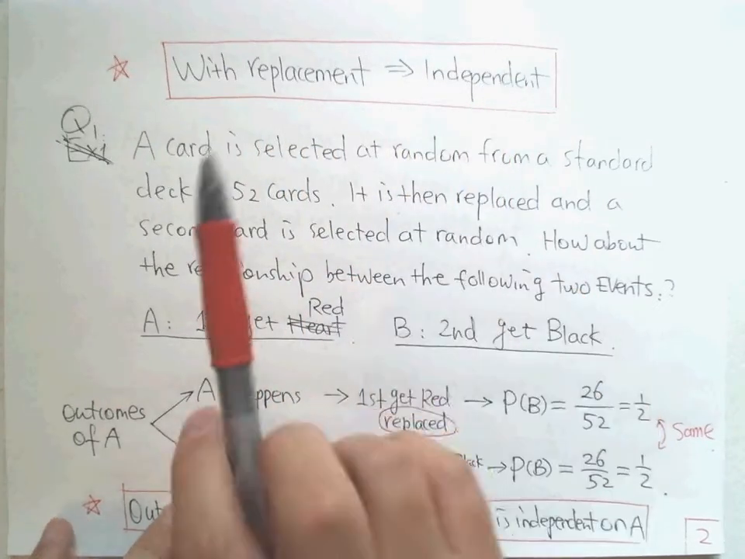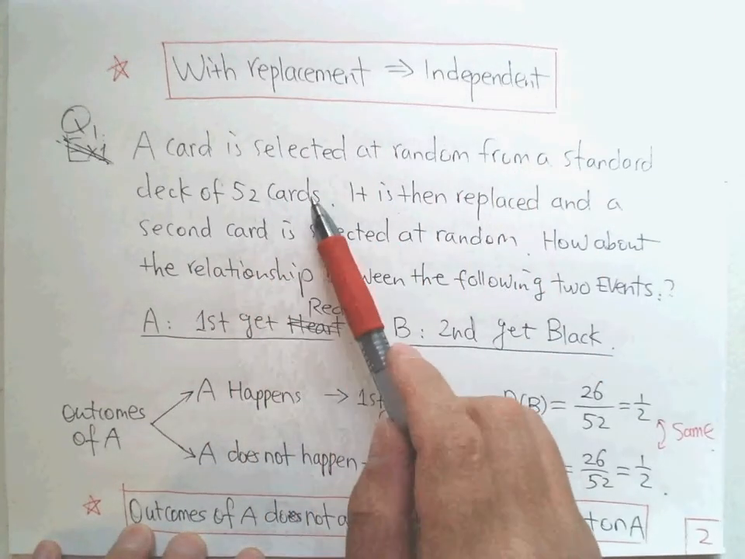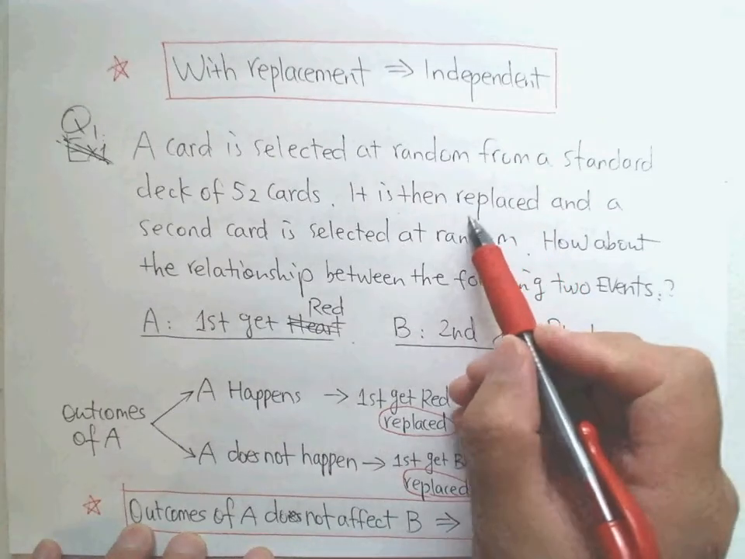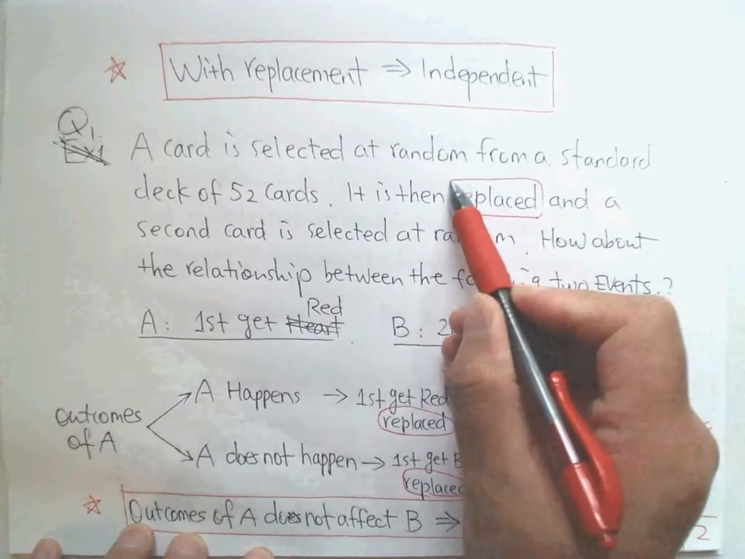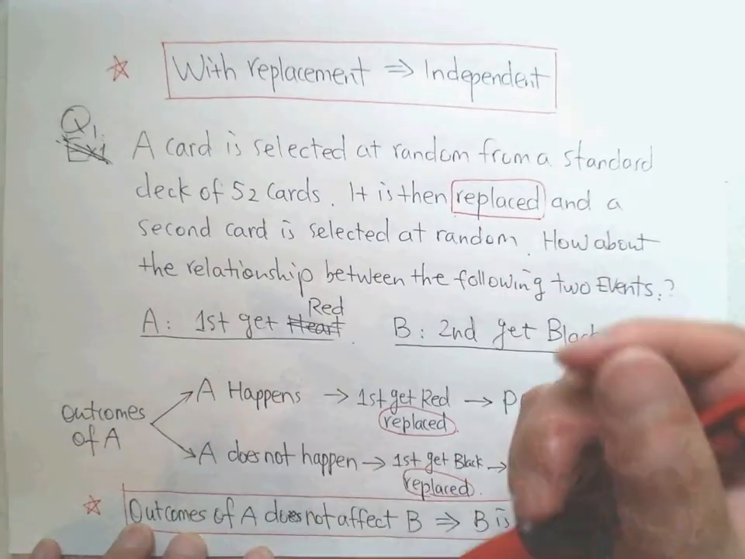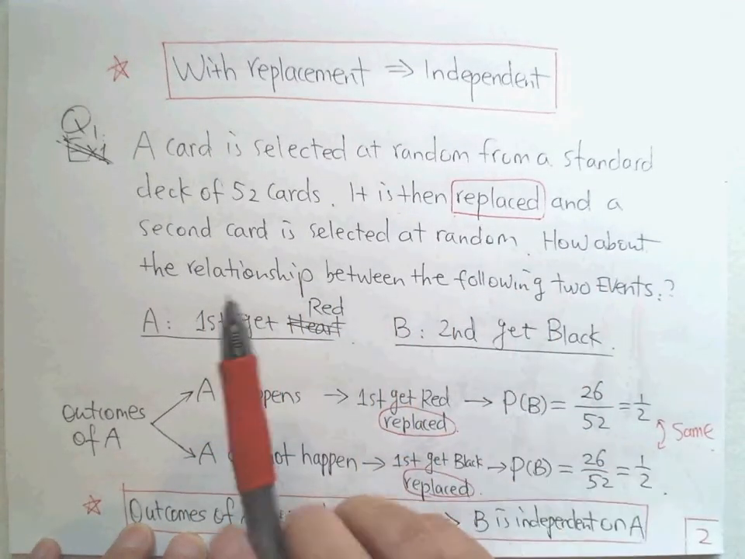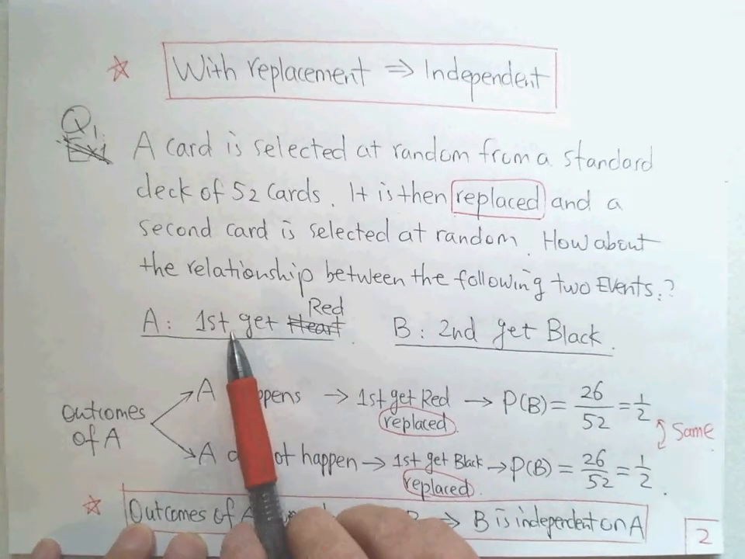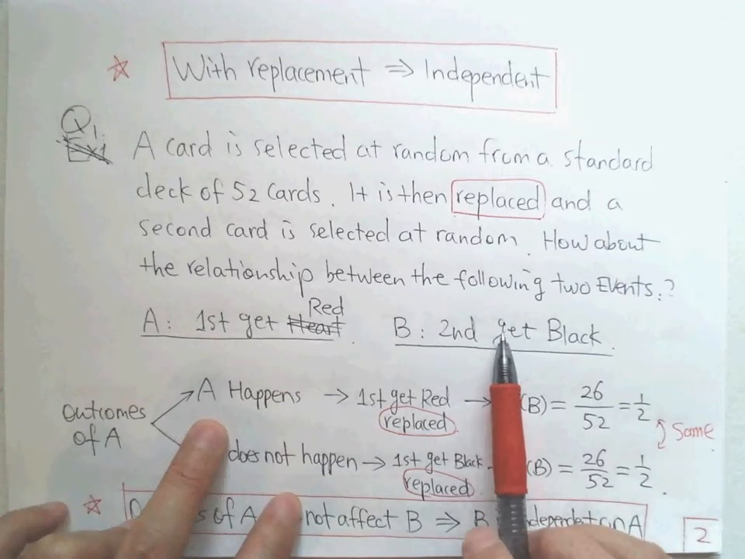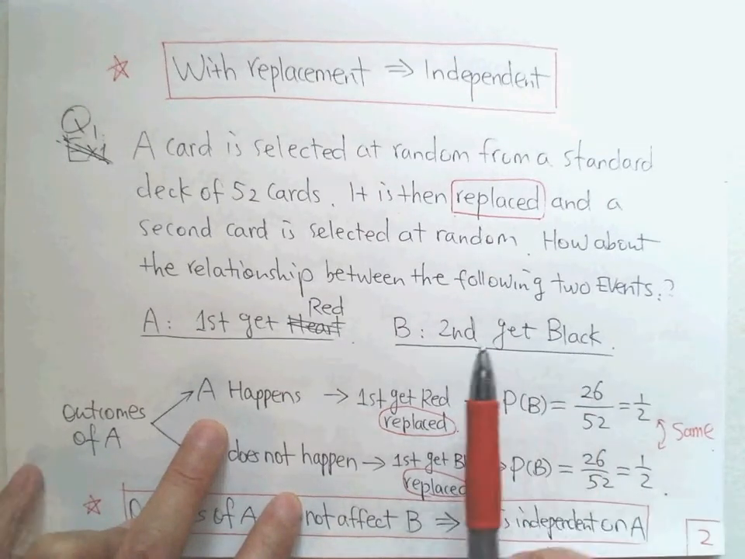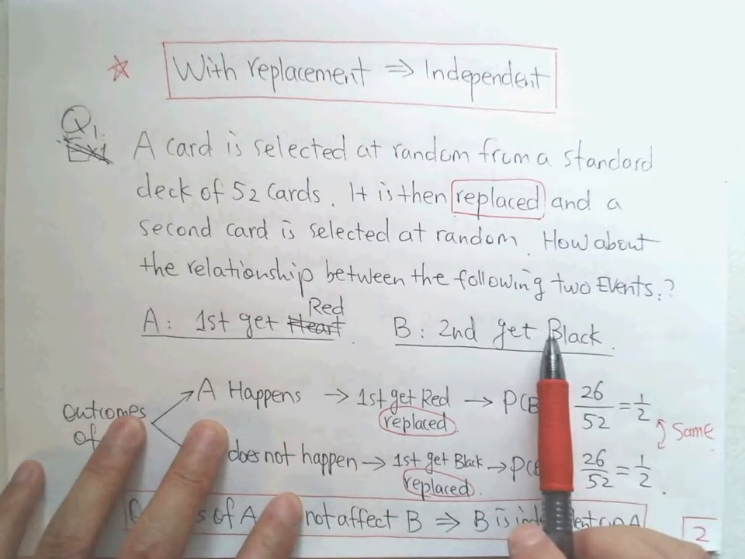So the question is like this: if a card is selected the first time from a deck of cards, and then replaced, with replacement. Keep in mind that. What does it mean? First you pick a card and then put it back, and then the second card is selected at random. What is the relationship between these 2? If A is the event that in the first step we get a red card, and B is another event, that in the second step we get a black card, do you think the outcome of A will affect the outcome of B? You think about it.